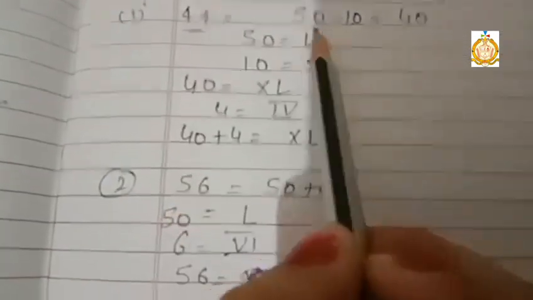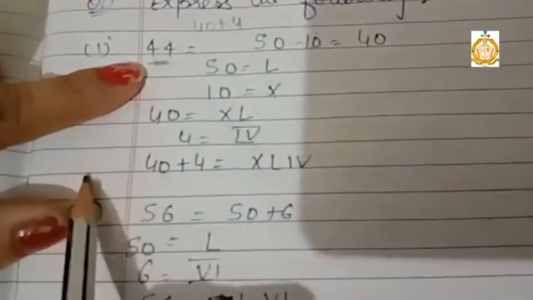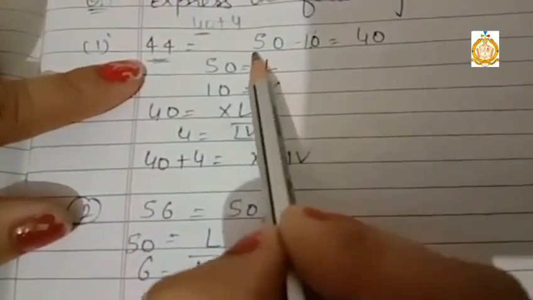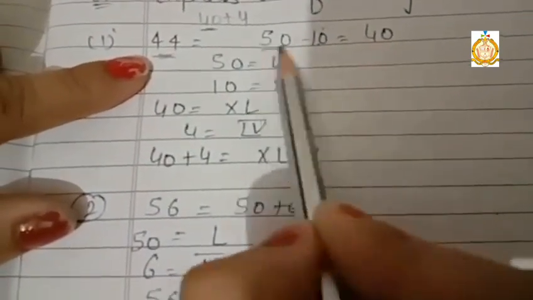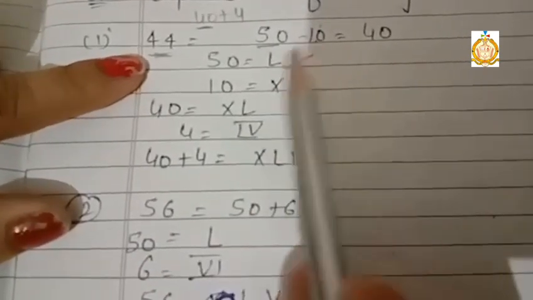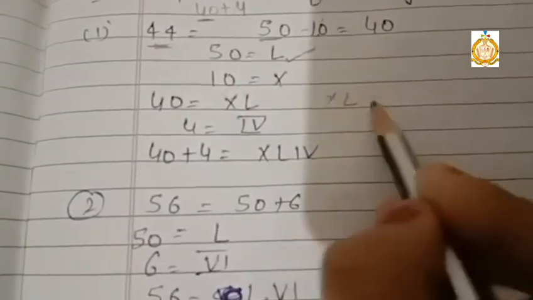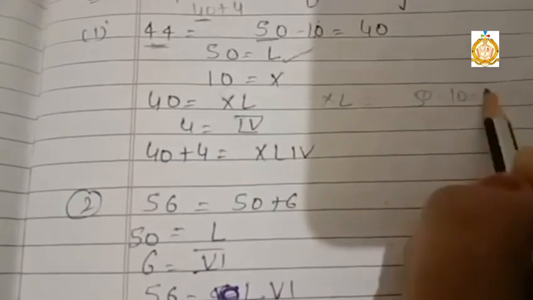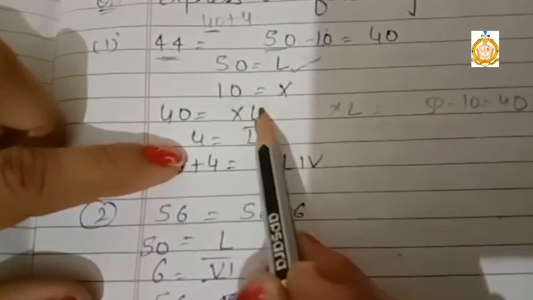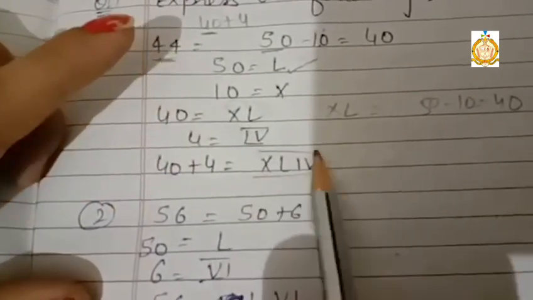First of all, we know that 44 is 40 plus 4, right? So first, 40 is made by 50 minus 10. Now 50 is L and 10 is X. We write X on the left side, so it must be subtracted, meaning XL is 50 minus 10, which is equal to 40. And 4 is IV, which is written on the right side, so it must be added. So XLIV is your answer.